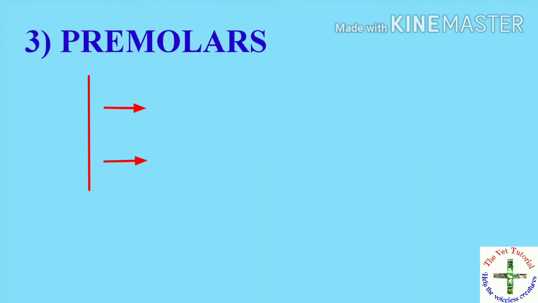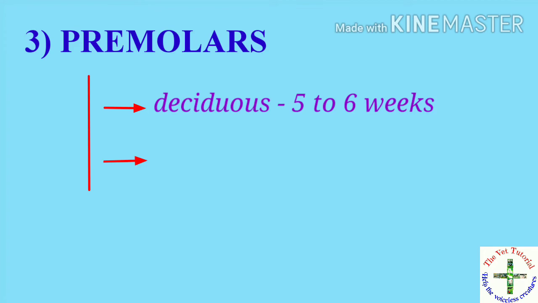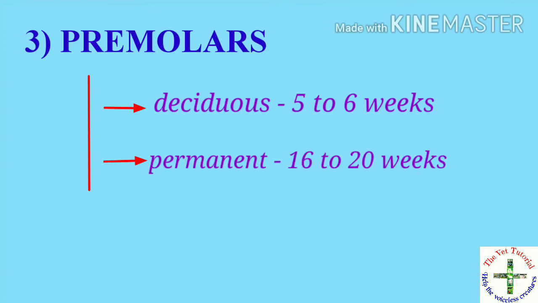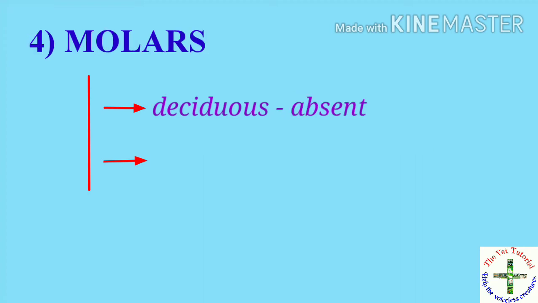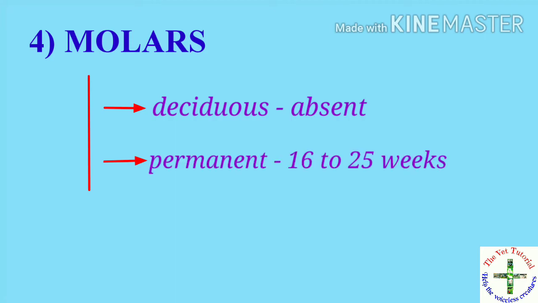And then the premolars. The deciduous premolar erupts at the age of 5 to 6 weeks and the permanent premolar erupts at the age of 16 to 20 weeks. And then the molars. As we know, the deciduous teeth do not contain molars, hence the permanent molars erupt at the age of 16 to 25 weeks.